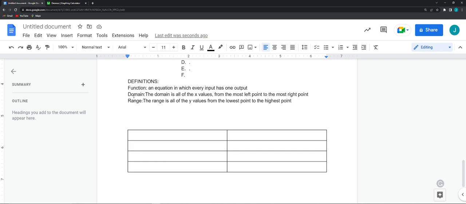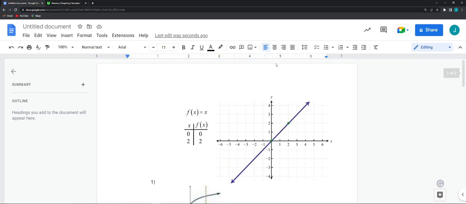And domain we can define as the inputs, or to make it more simple, we can define it as all of the x values from the most left to the most right point. And the range is all of the outputs, otherwise known as all of the y values from lowest to highest. So we could get started now with the equations.